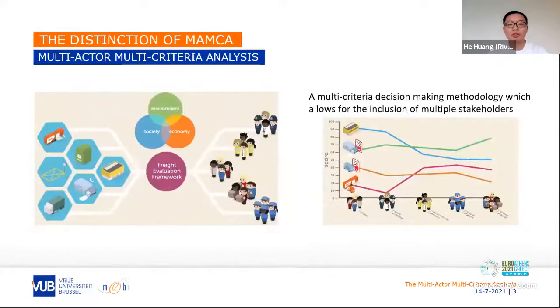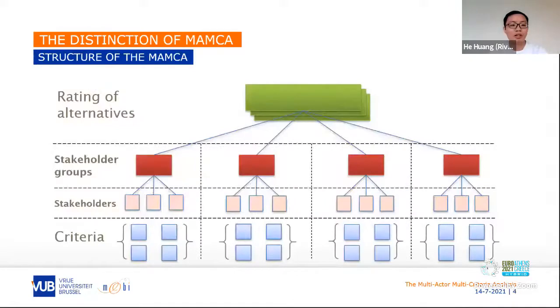MAMCA is a multi-criteria decision-making methodology that allows for the inclusion of multiple stakeholders. Stakeholders are people who have an interest, financial or otherwise, in the consequence of any decision taken. In MAMCA, multiple stakeholder groups can be invited to evaluate a set of alternatives. Different stakeholder groups can have unique criteria that concern their interests to evaluate a set of alternatives.